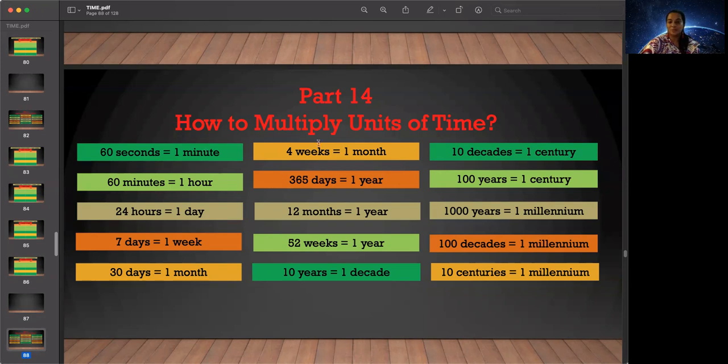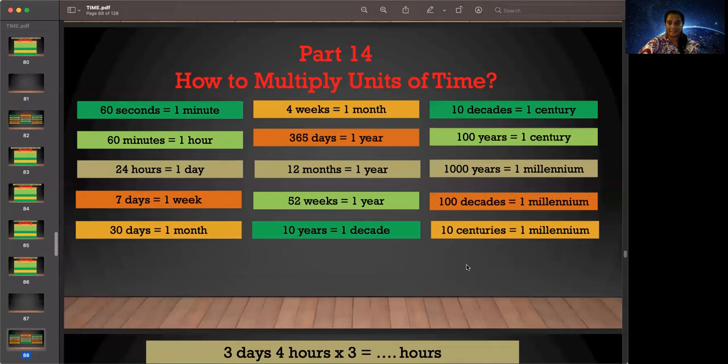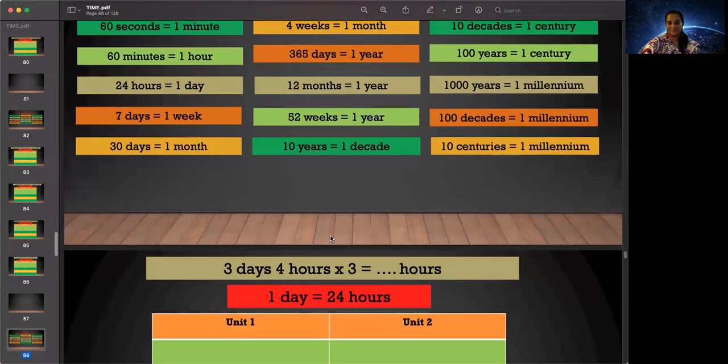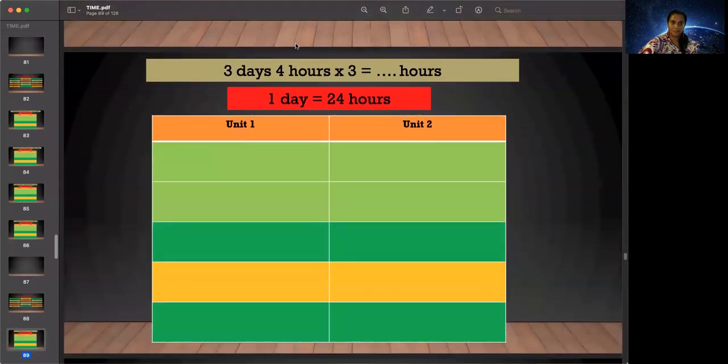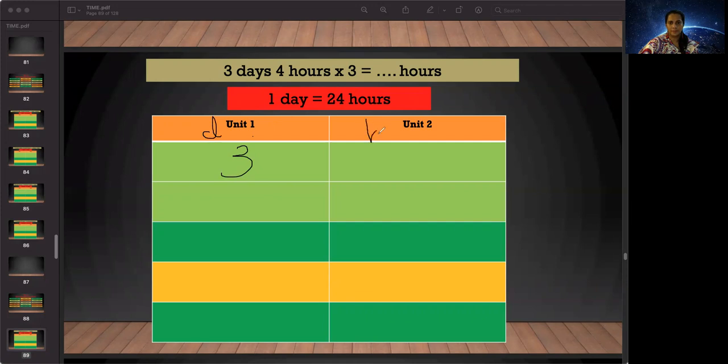So how to multiply units of time? Again, you have to know your conversions. There is no way of escaping from this. Multiplying time, here we have a question: 3 days, 4 hours, multiplied by 3. Very simple. This is your days and this is your hours.